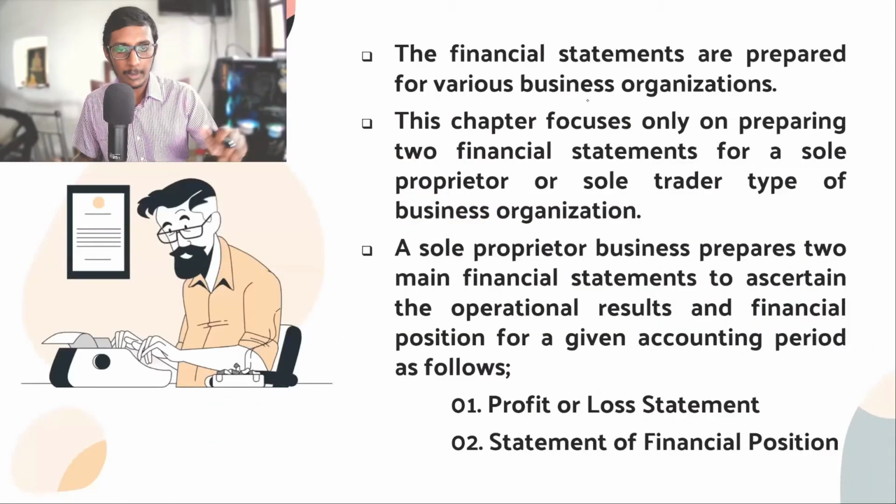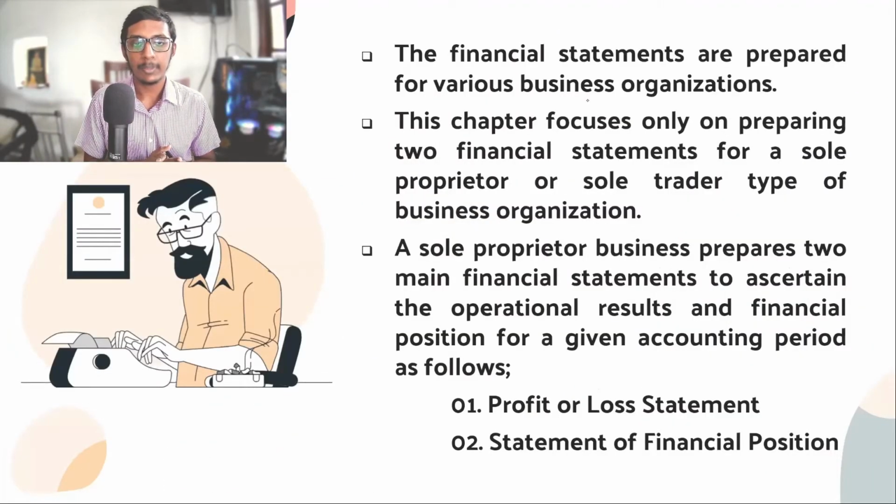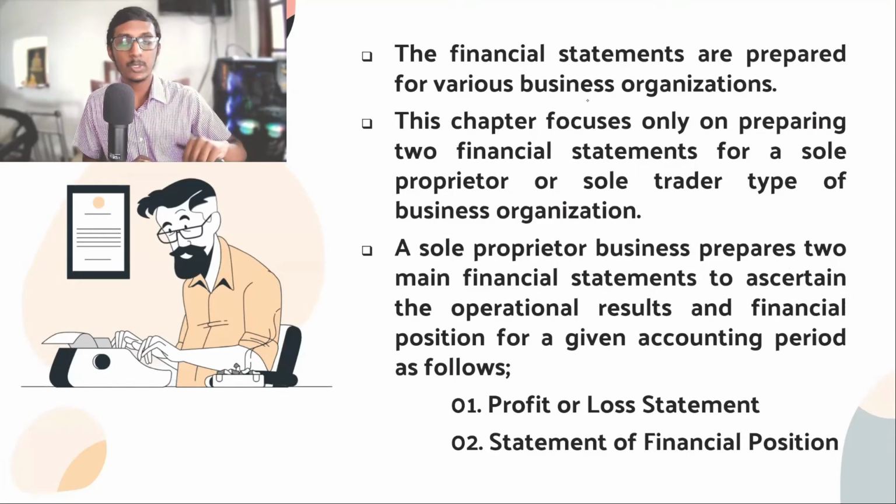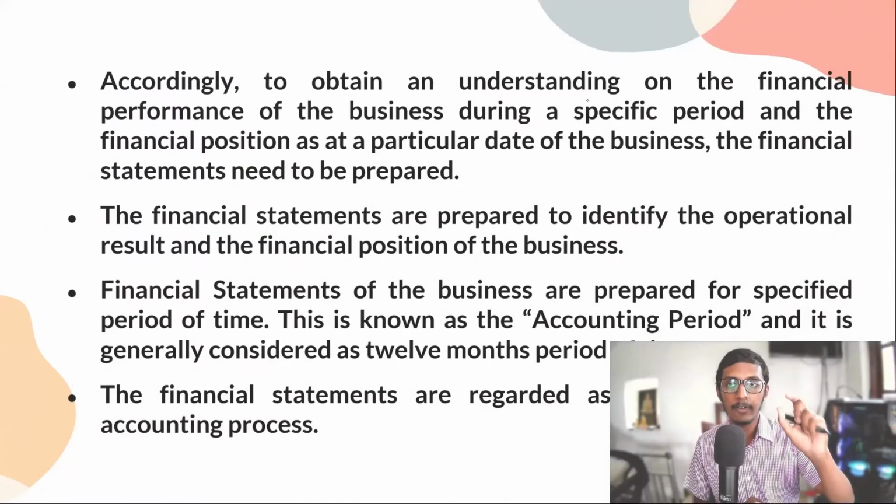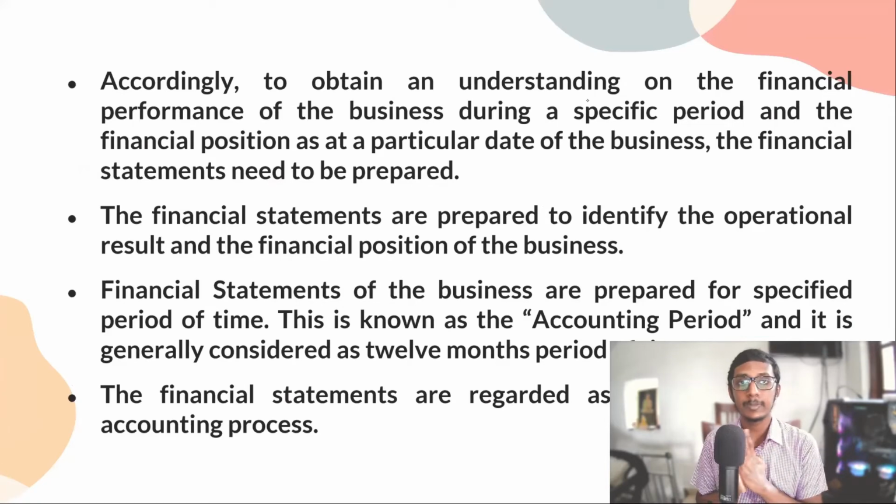Okay, all right. So a sole proprietor business prepares two main financial statements to ascertain the operational results and the financial position for a given accounting period as follows. So those are the two kinds of financial statements. Accordingly, to obtain an understanding of the financial performance of the business during a specific period and the financial position as at a particular date of the business, the financial statements need to be prepared. Okay. The financial statements are prepared to identify the operational result and the financial position of the business.